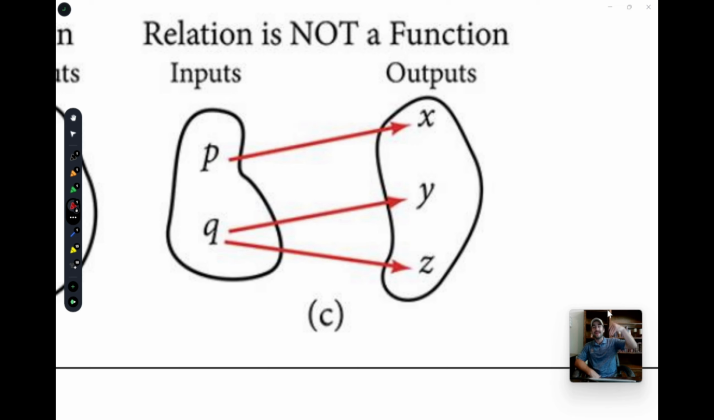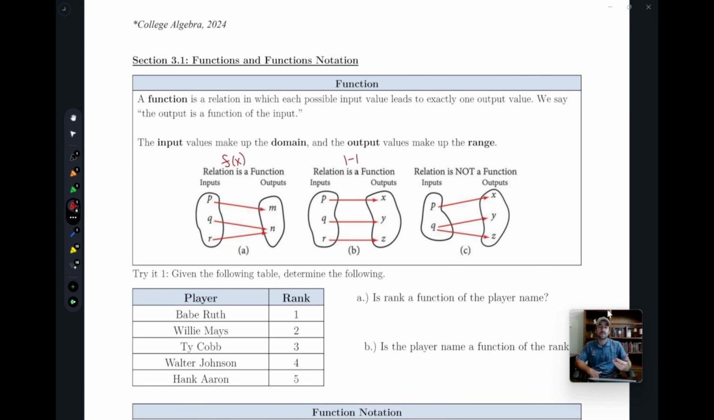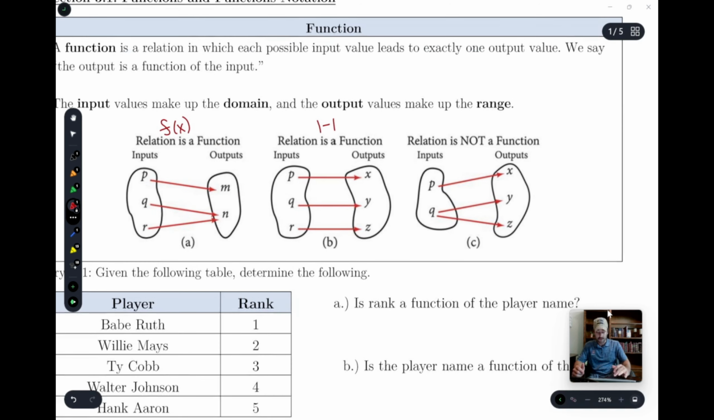So every input needs to give you one output. That is the definition of a function. The grade example, I think, is a really good way to visualize functions when you're trying to decide, is it a function, is it one-to-one, or is it not a function at all? The name turns into a grade.